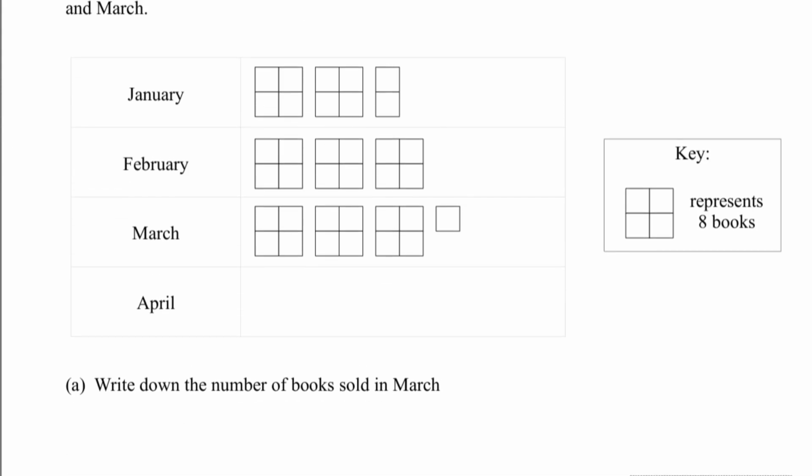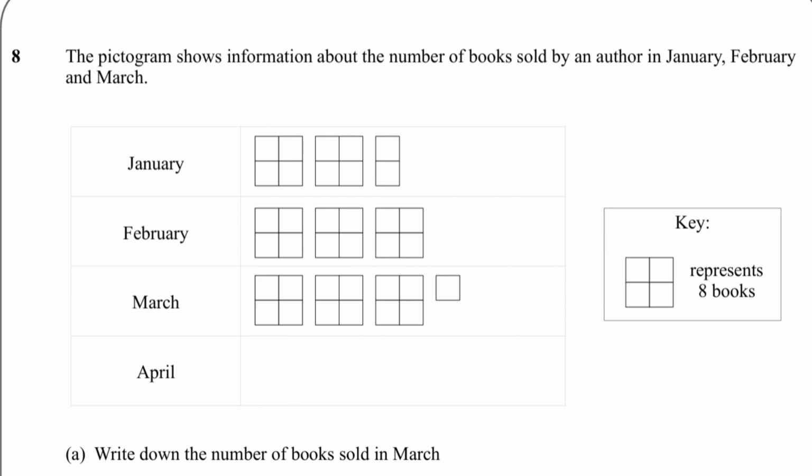Okay, question 8. All right. This is a pictogram. So the entire box is for 8 books. That means each half box is 2 books. So if they draw just a tiny box, that will be 2 books. Now the first question, write the number of books sold in March.